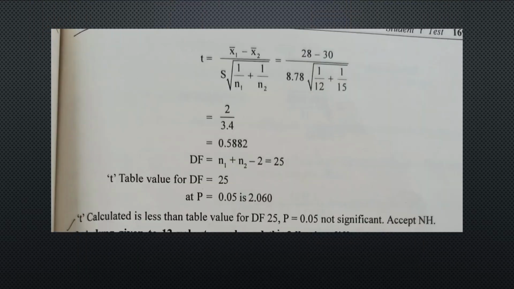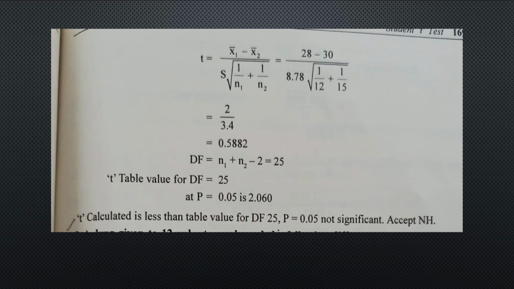So the formula for the two sample test is t equal to x1 bar minus x2 bar divided by s into root of 1 by n1 plus 1 by n2. So values are substituted: 28 minus 30 by 8.78 into root of 1 by 12 plus 1 by 15, which gives 2 by 3.4, that is 0.5882.